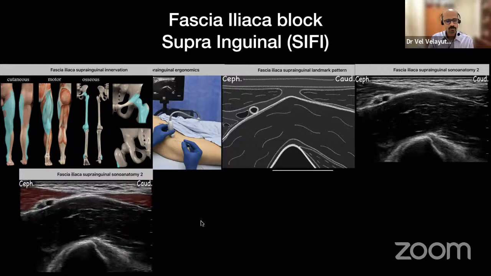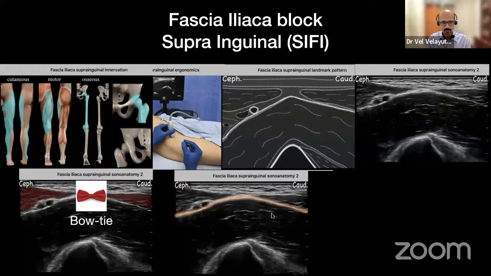So somebody wanted to give a name to this sort of technique, or at least the muscles in this one. They decided these two muscles on either side look like a bow tie. So if you want to get to the correct landmark, find the bow tie sign. If you can see a decent bow tie, then you know you're in the right location. That line that runs underneath the bow tie is our area of interest.